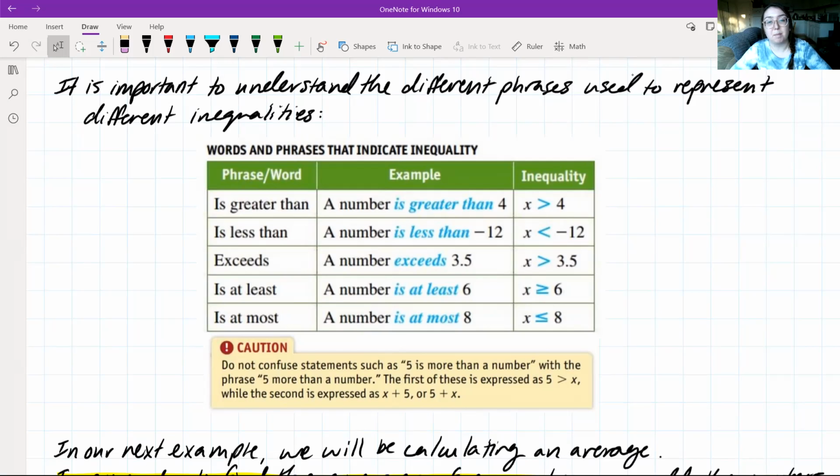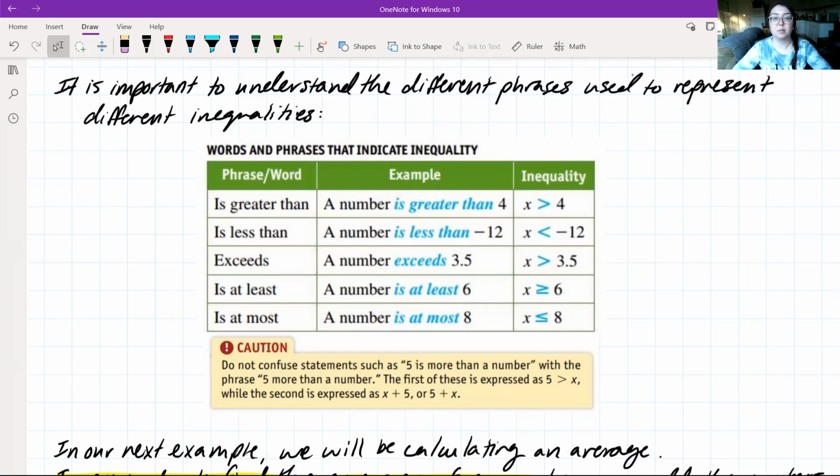Then we have is at most. So a number is at most 8. This means that x can be 8 or anything less than 8. So we have x is less than or equal to 8. Word of caution, do not confuse statements such as 5 is more than a number with the phrase 5 more than a number. The first of these is expressed as 5 is greater than x, while the second is expressed as x plus 5 or 5 plus x. So remember that key difference there.